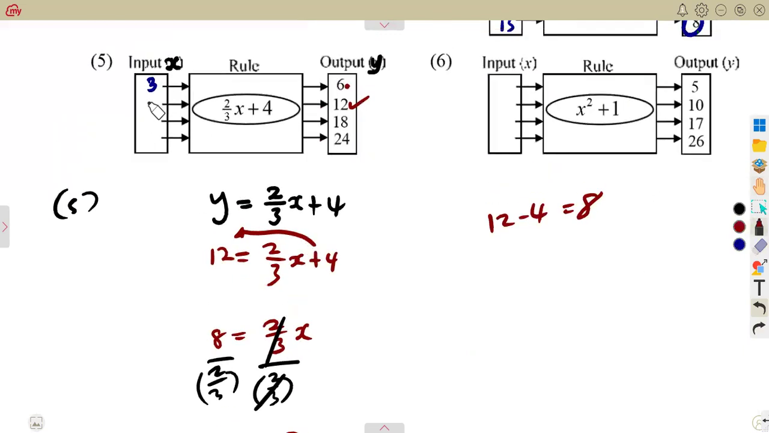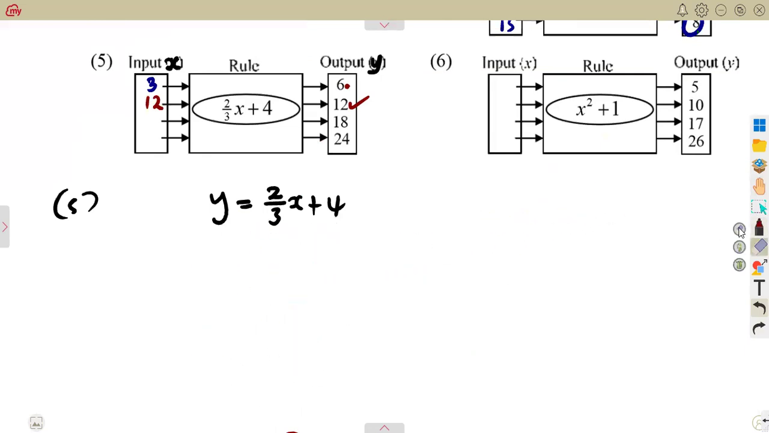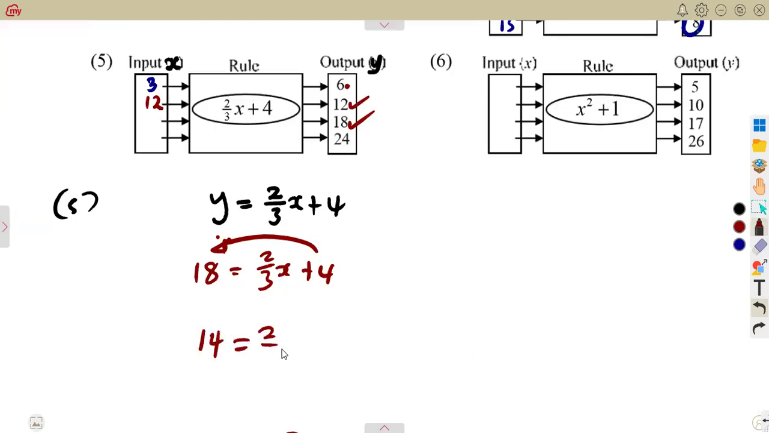So you're going to obtain a 12 in that case. In the same sense, we can solve when y is 18. In place of y, substitute 18: 2 over 3x plus 4. Take this to the other side. That's 18 minus 4, which is 14, is equal to 2 over 3x. So you have to subtract 4 from 18 on this side. Okay, so that's 14.